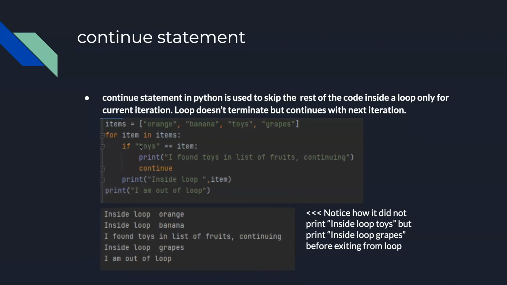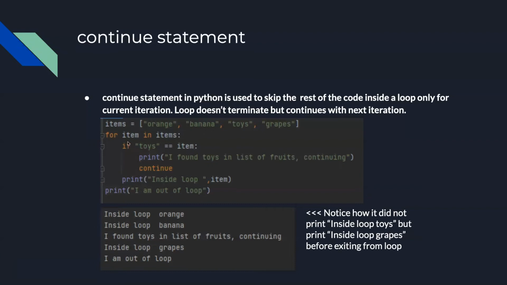That evaluates to true. So we print, "I found toys in list of fruits, continuing," and then we continue. Because we continue, we see that print here, and we never see this "inside loop toys" print out, because we continue to the next iteration of the loop. We skip everything that remains in the for loop, and we continue to the next iteration.